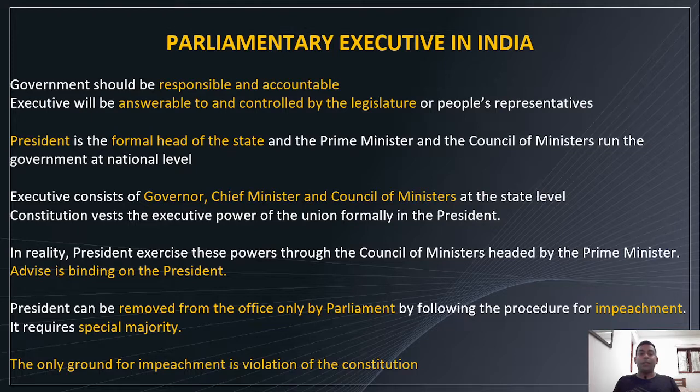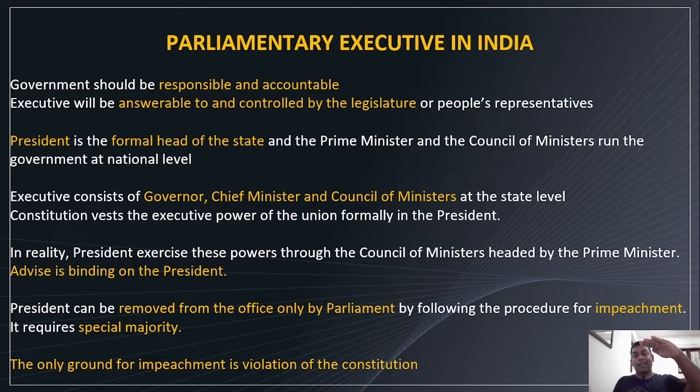So the executive is responsible or answerable to the legislature, in the sense to the people, to the legislative assembly, to the MPs, right? Then the president is the formal head of the state. In the parliamentary system, the president is the formal head of the state. The parliamentary system is also called the prime ministerial system, or Westminster system. Then the president is the formal head of the state, and the prime minister and council of ministers run the government. We know that, right?